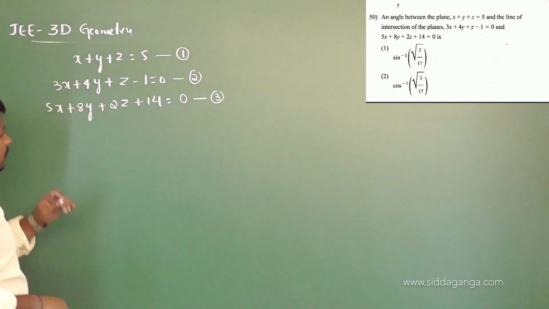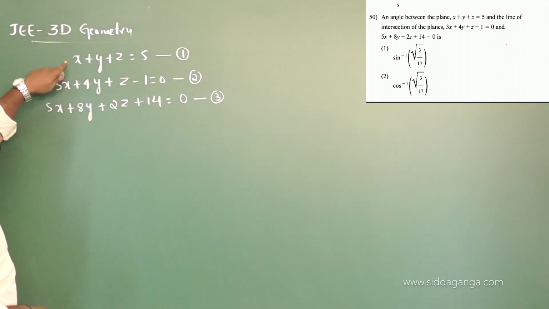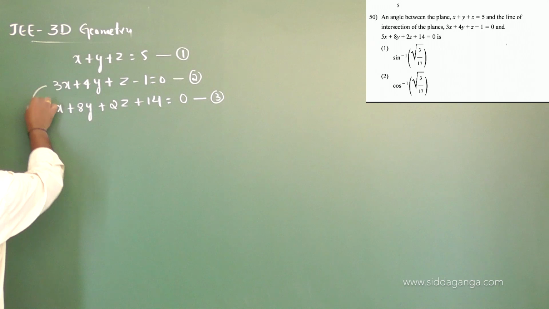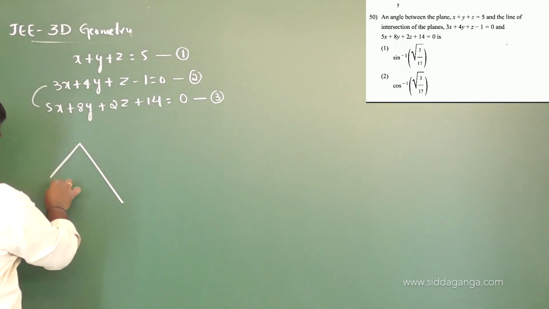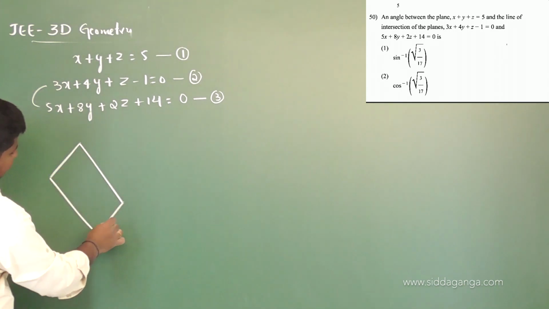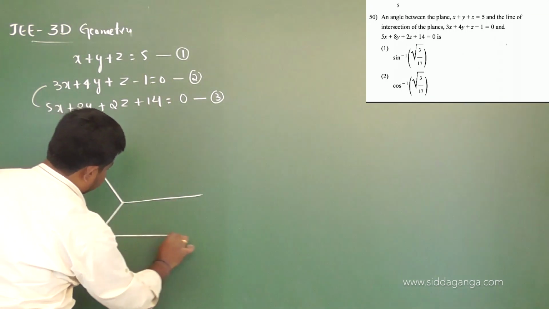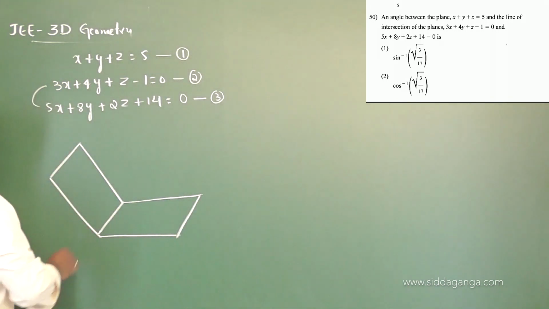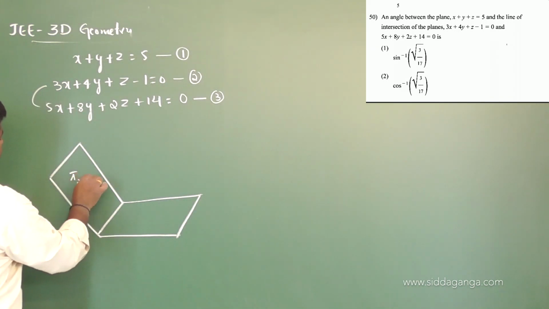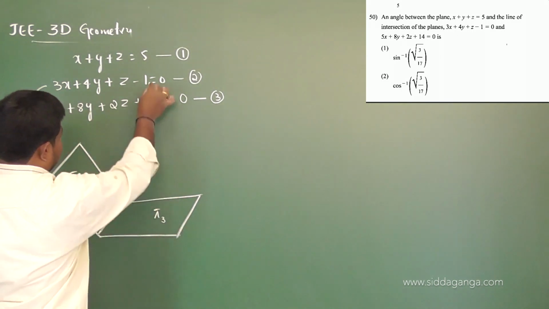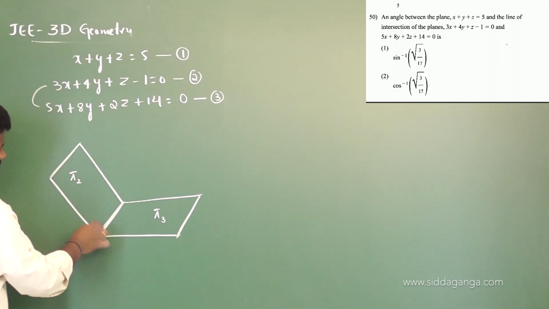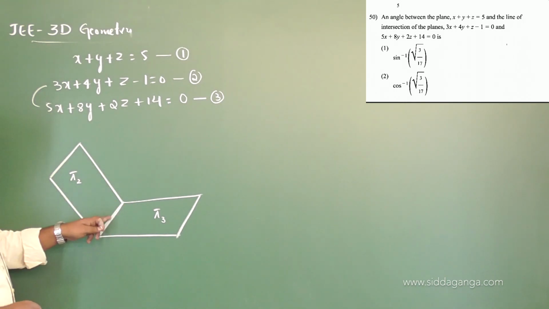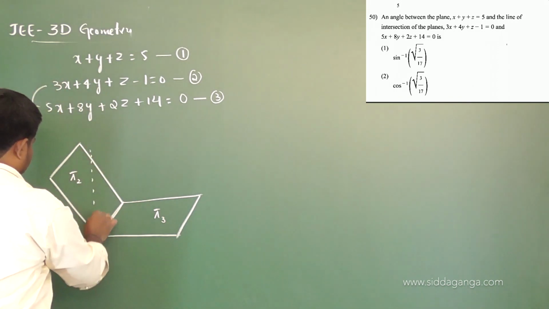So now the question is the angle between this plane and the line of intersection of these two. Consider this is the second plane, this is the third plane, and this we call the line of intersection, right? So now we have to find the angle between this line of intersection and the first plane. Assume the first plane is like this.